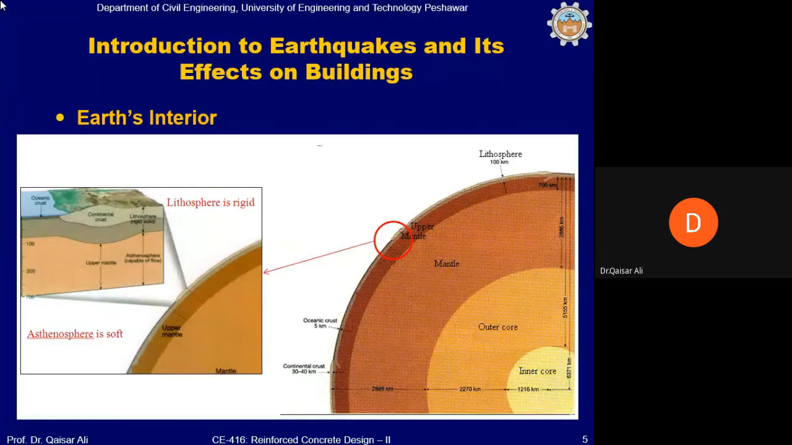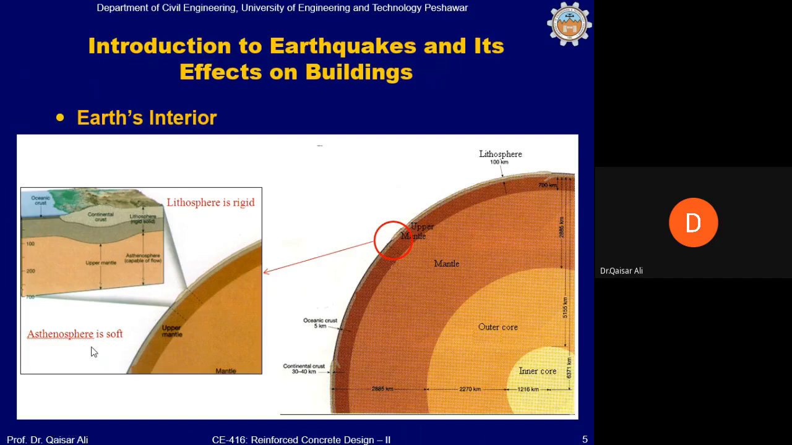You know these things from engineering seismology, that Earth is composed of several layers. The uppermost part of this layer is called the crust. And then we have mantle, outer core, and inner core. And then within the crust, there are two layers. The topmost layer is called the lithosphere, which is the rigid part. And this lithosphere moves over the asthenosphere, which is a relatively soft layer.